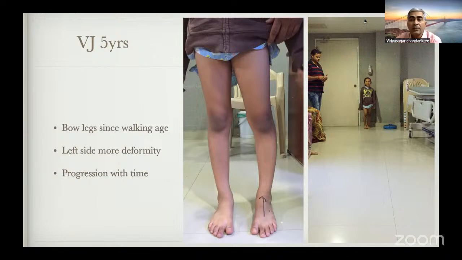All right. Thanks, sir. I'll just start with case discussion. This is a 5-year-old girl who had bow legs since early childhood, but the right side corrected well, the left side didn't correct as expected, and the parents came with this deformity and a mild progression with time.